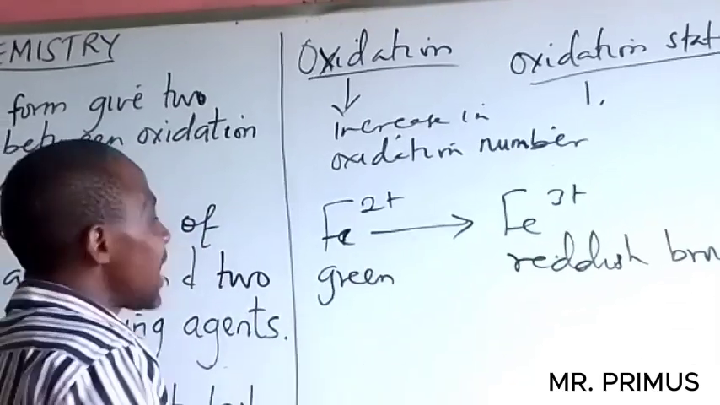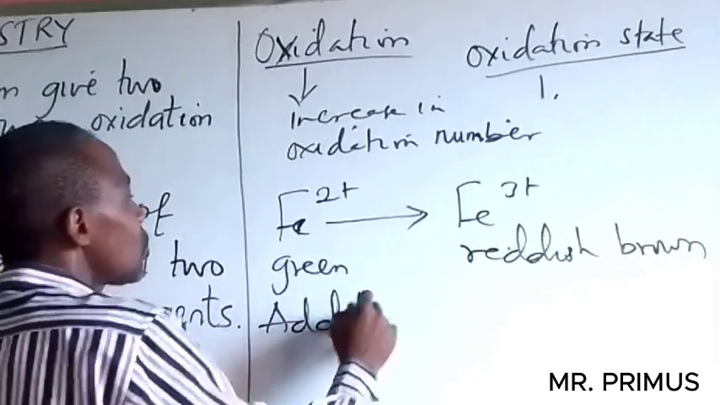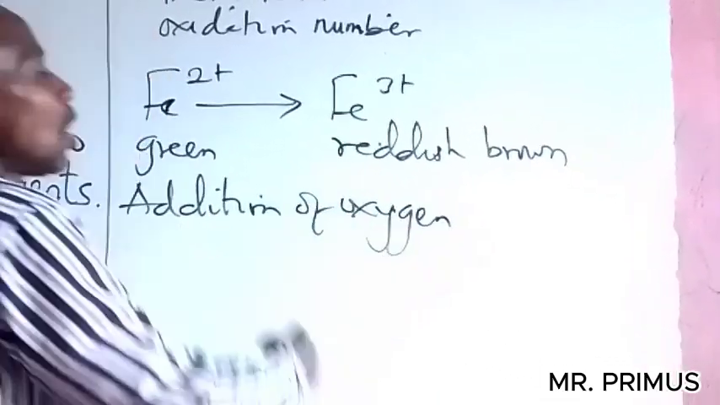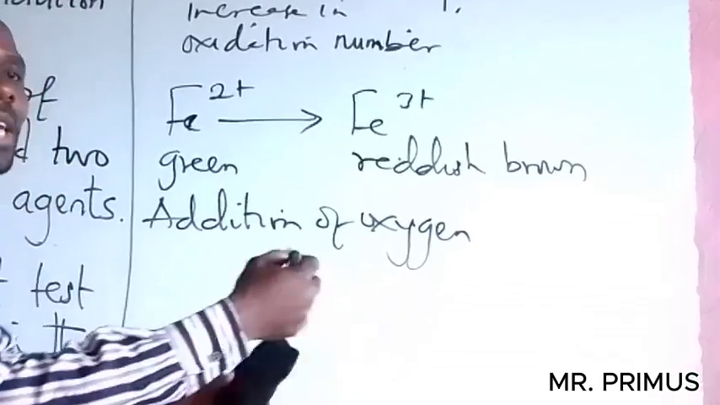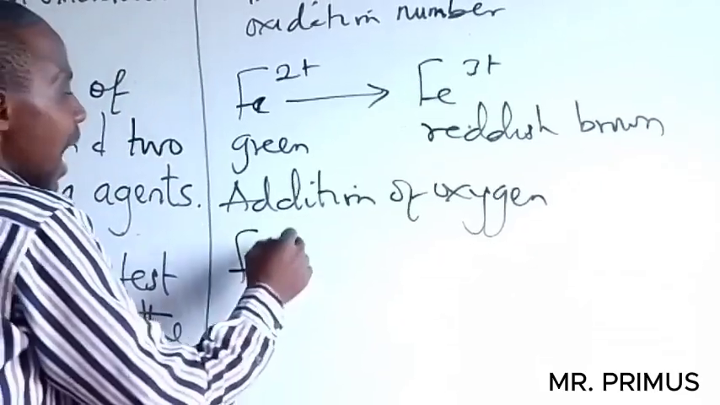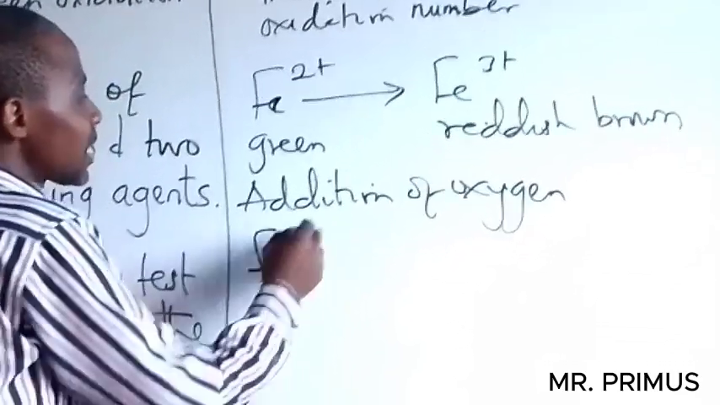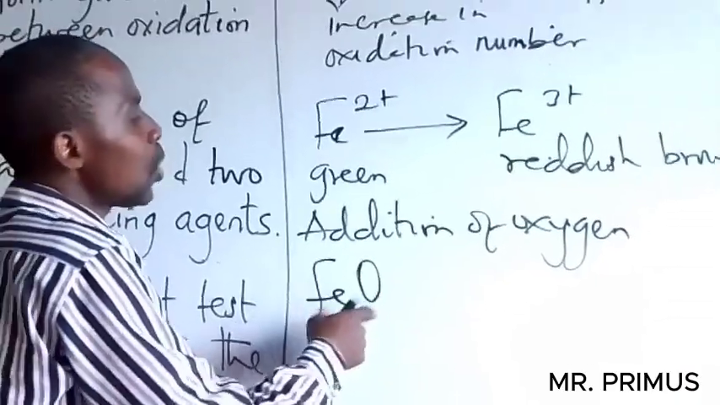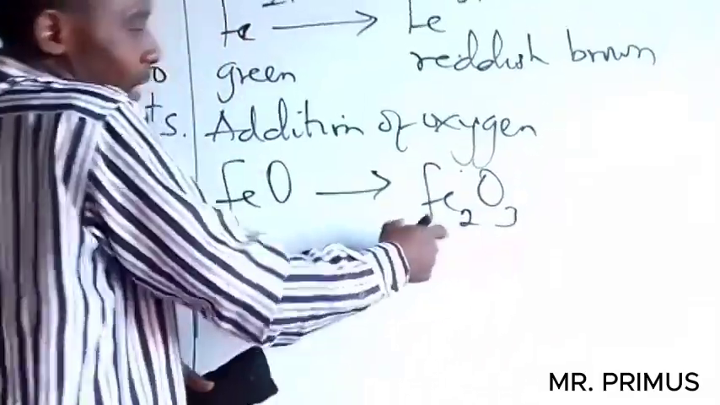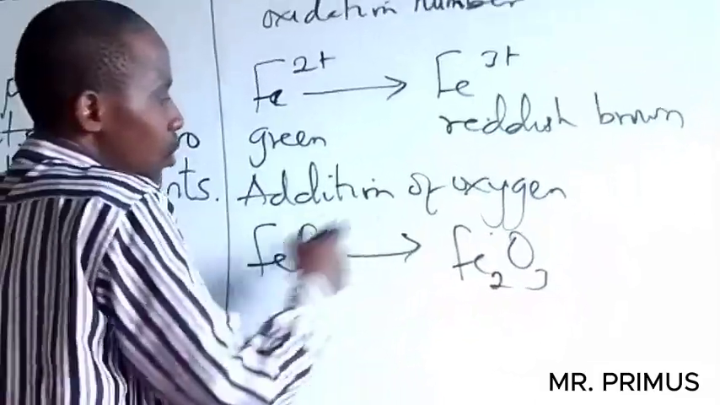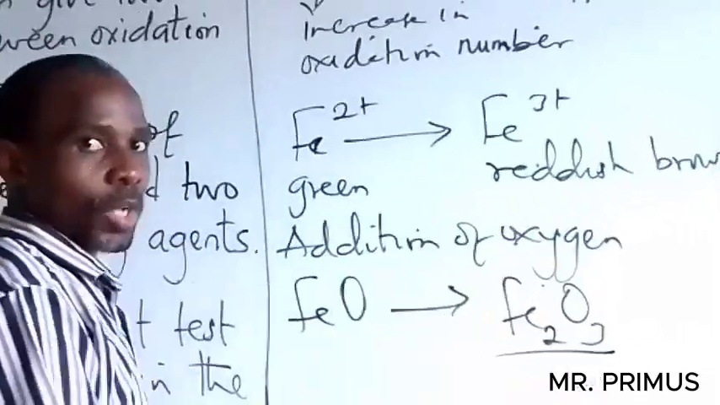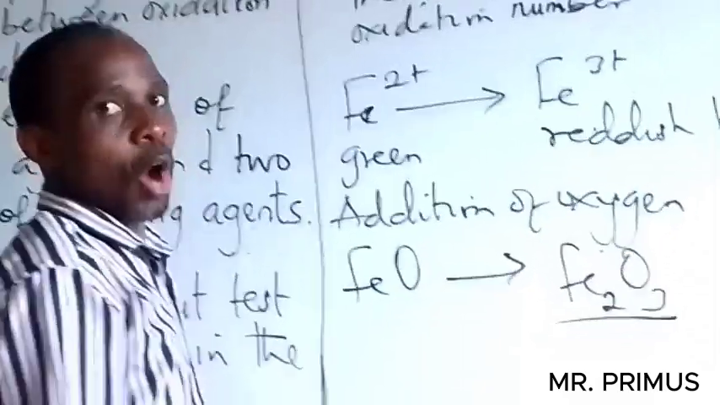Oxidation can also be defined as addition of oxygen. When you add oxygen to any substance, you see that substance has become oxidized. Like if you have iron(II) oxide, and this iron(II) oxide gains oxygen, if you add oxygen to it, it can turn to iron(III) oxide. From iron(II) to iron(III), this is also oxidation, addition of oxygen. I hope you can understand that.